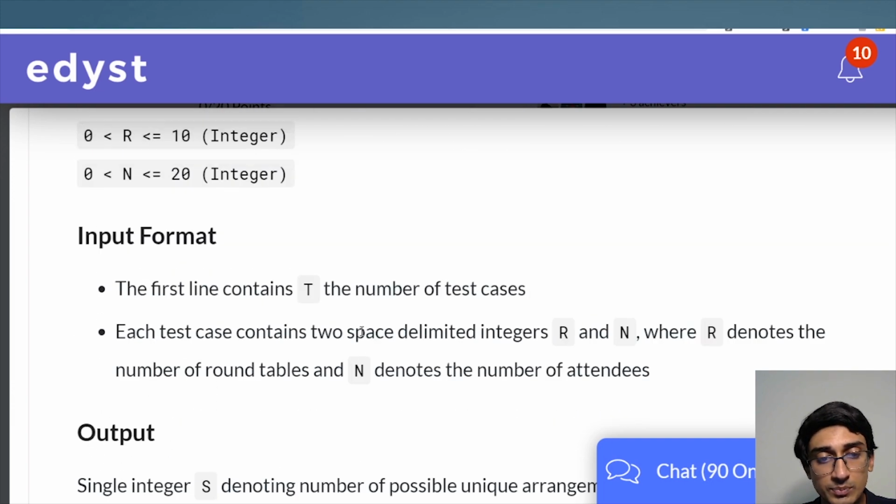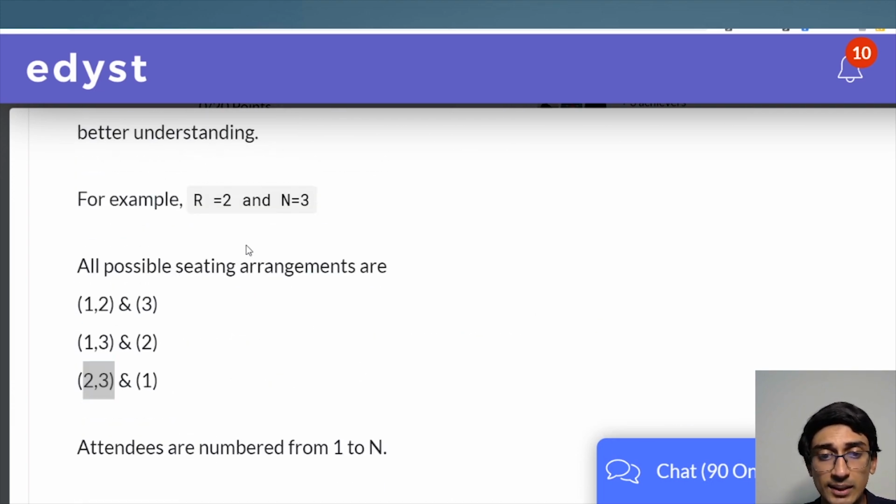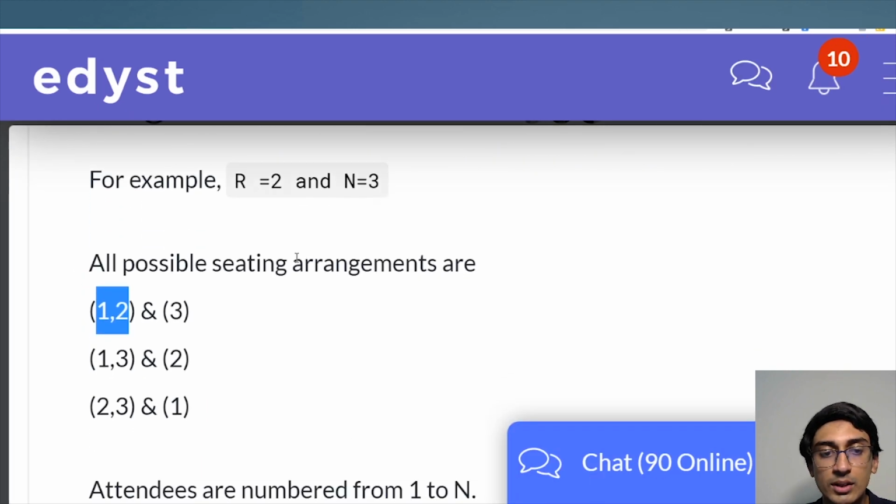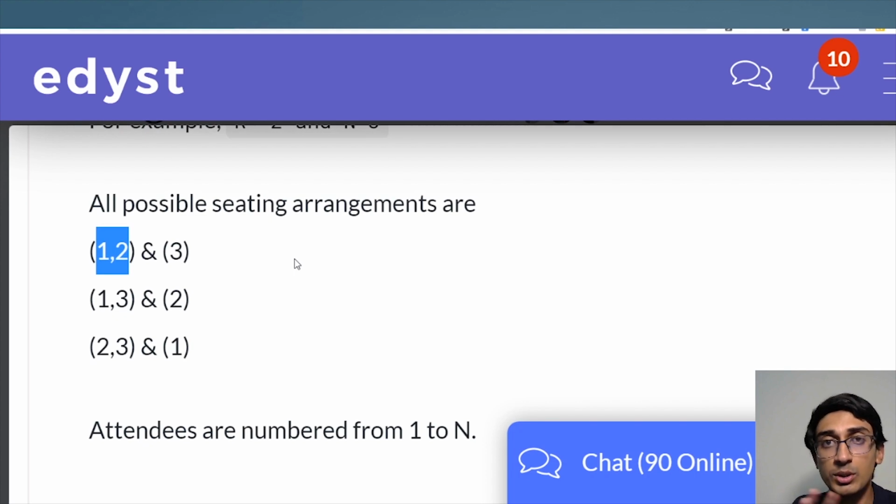Because it's a round table, 1 and 2 is the same as 2 and 1. So for example, if you place 1 and 2 together, it's the same thing as placing 2 and 1 together. So we don't worry about, oh, I did 1, 2, now should I do 2, 1? No, don't worry about that because they are one and the same thing. Similarly, 1 and 3 is the same as 3 and 1.